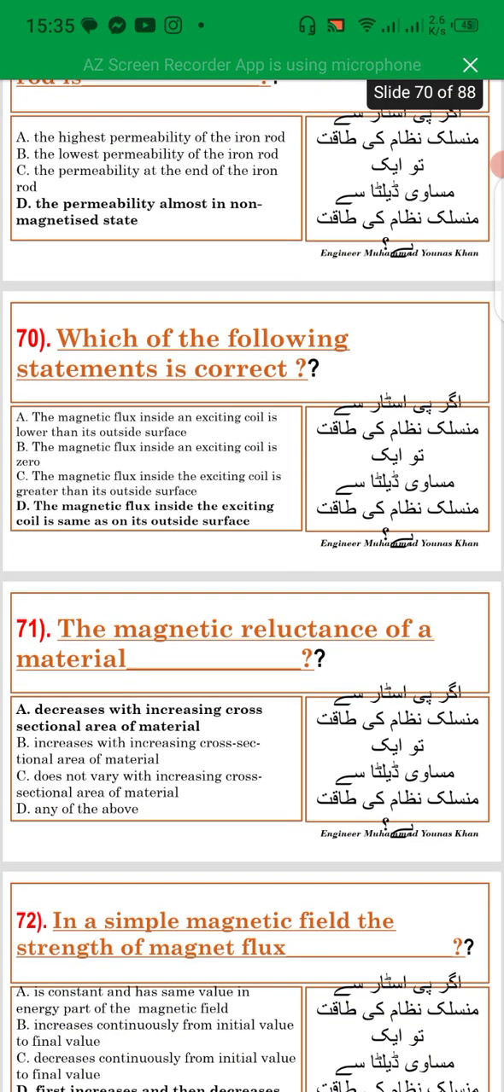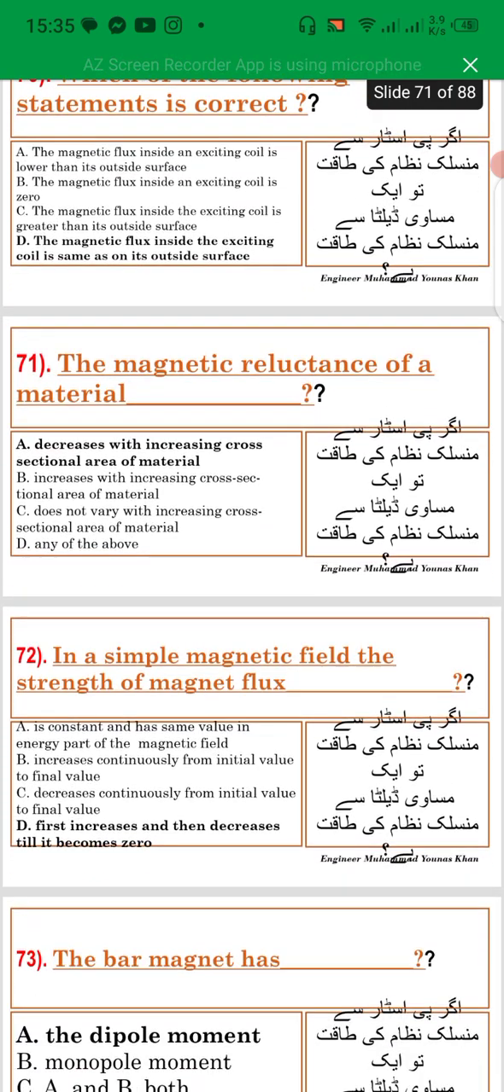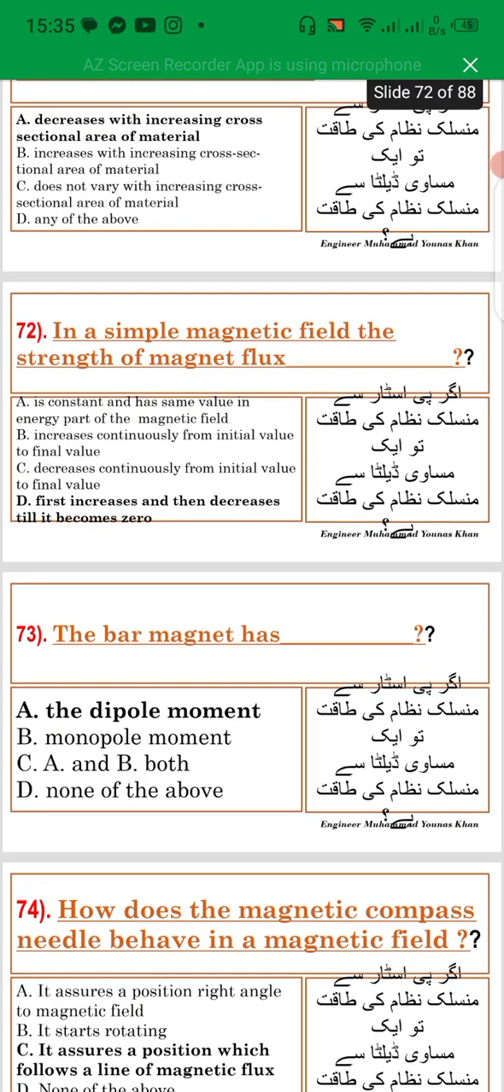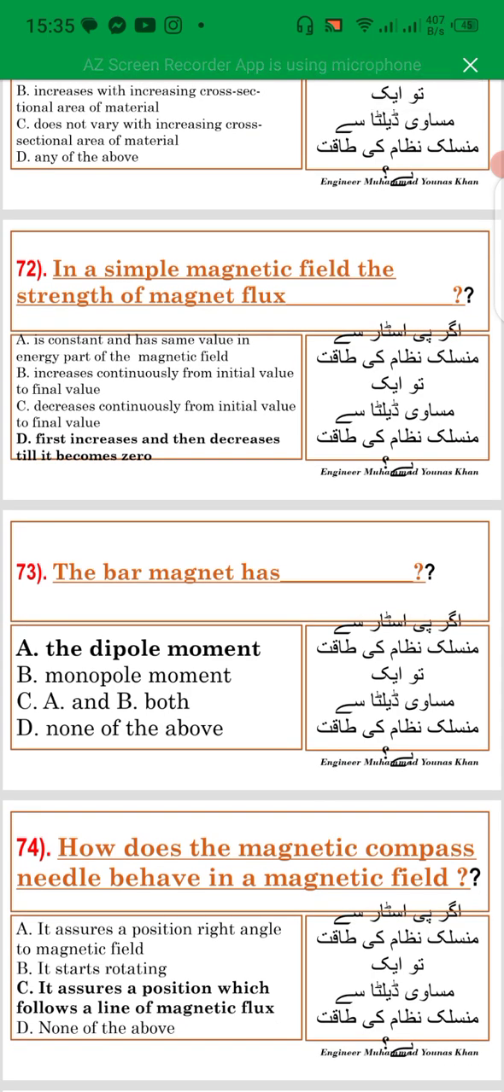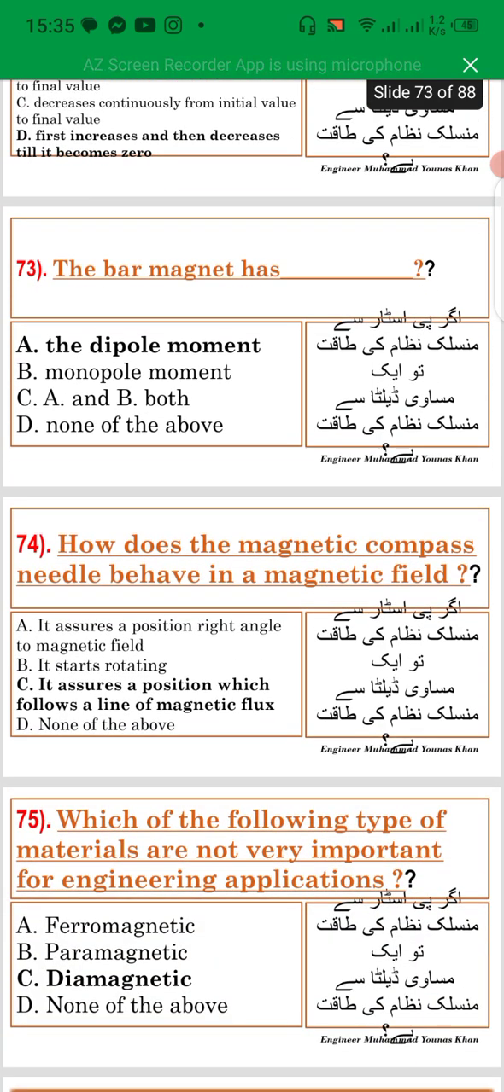Which of the following statement is correct? The magnetic flux inside the exciting coil is same as on its outside surface. The magnetic reluctance of a material decreases with increase in cross-sectional area of material. In a simple magnetic field, the field strength of magnetic flux first increases and then decreases till it becomes zero. The bar magnet has dipole moment.